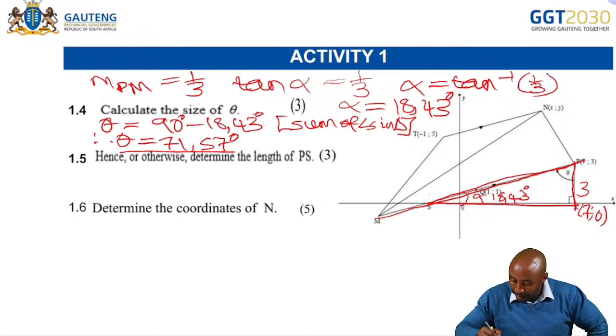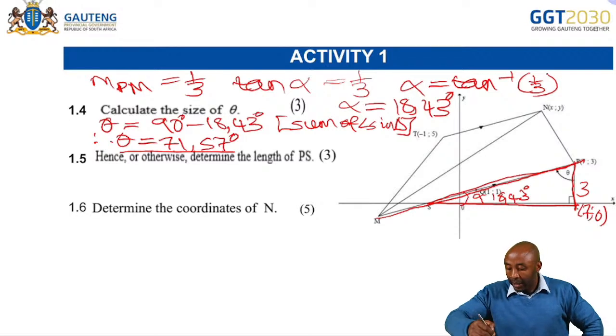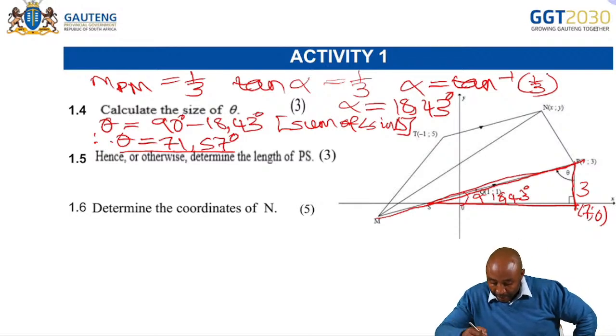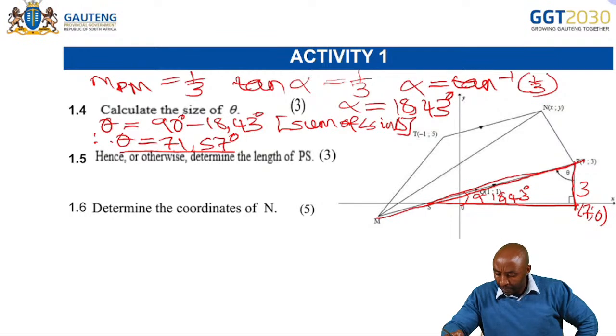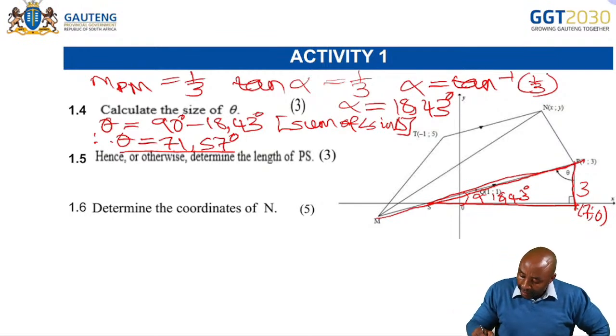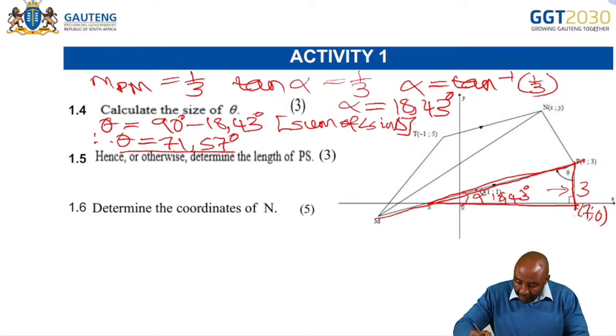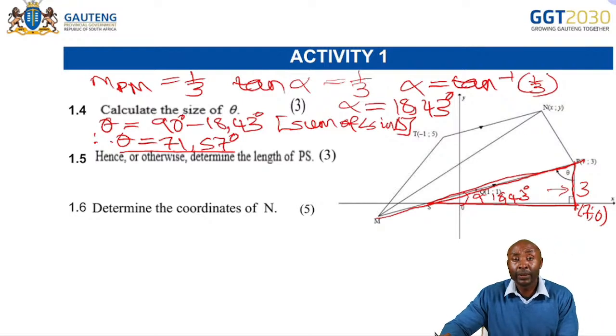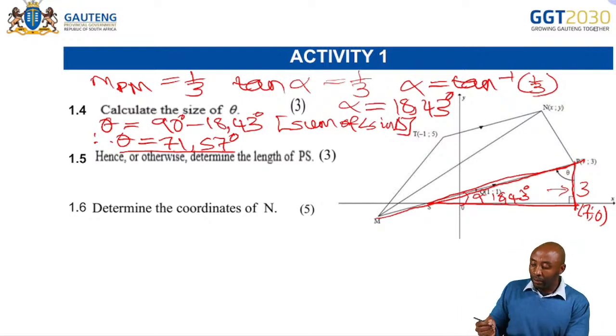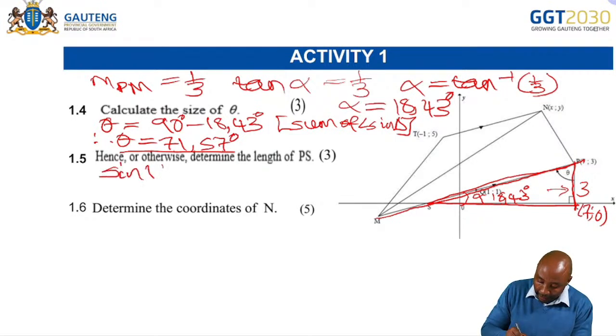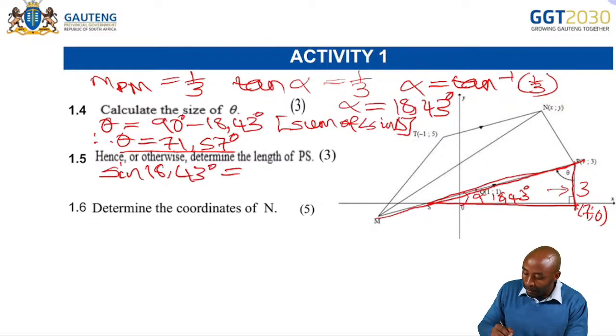In my triangle PSK, I have that angle PSK as 18.43. And if I check, that side PK is opposite. And PS is opposite a right angle, meaning PS is my hypotenuse. And then I can go back to trigonometry. What can help me find that part? I will use the sine function, and I'll say sine 18.43 is equal to my opposite.